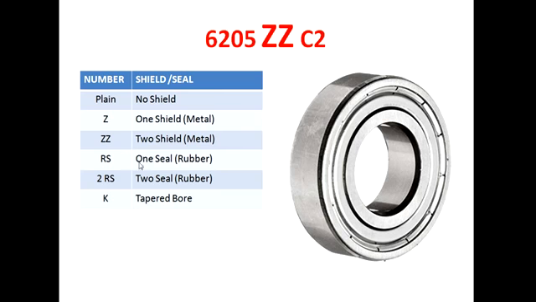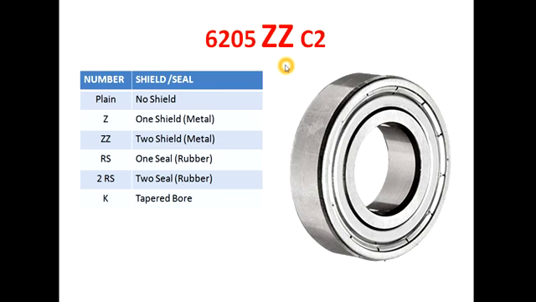Shield is on both sides of the bearing, which is made up of metal. And if RS is mentioned here, then this indicates one shield, that is shield on one side of the bearing, which is made up of rubber. If 2 RS is mentioned here, then it indicates shield on both sides of the bearing, which is made up of rubber. If K is mentioned here, then it indicates tapered bore, that is this bore of the bearing is tapered. So we have completed the description of this number also.